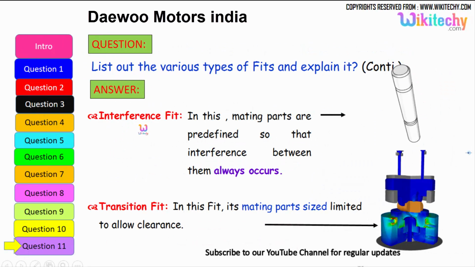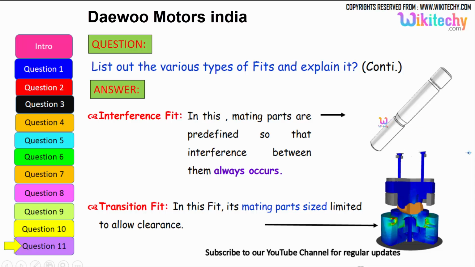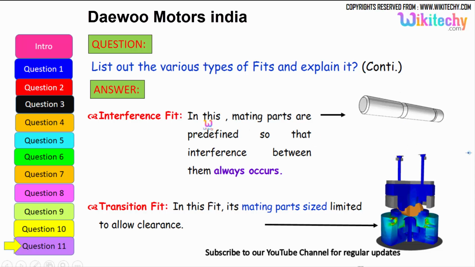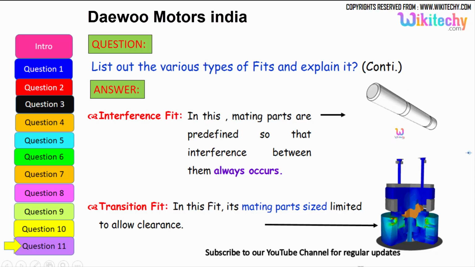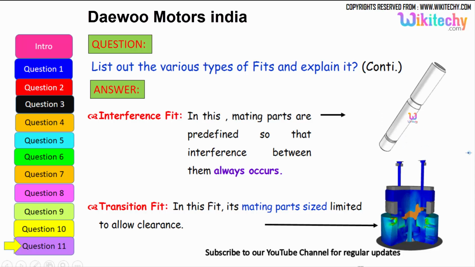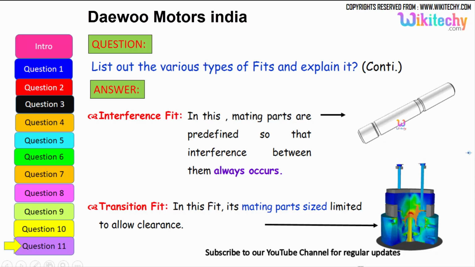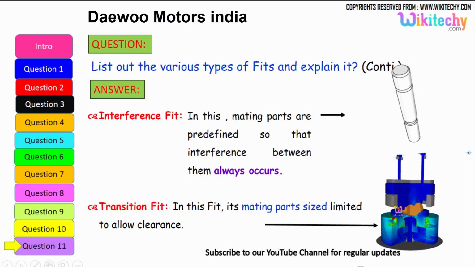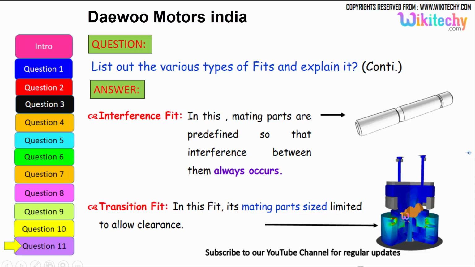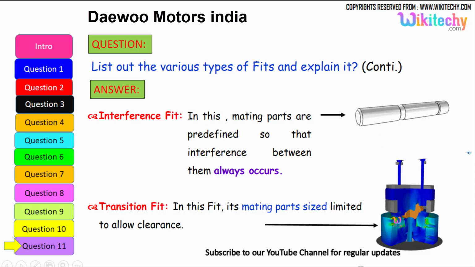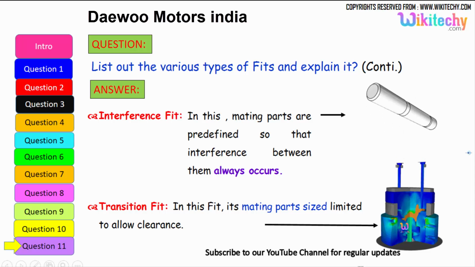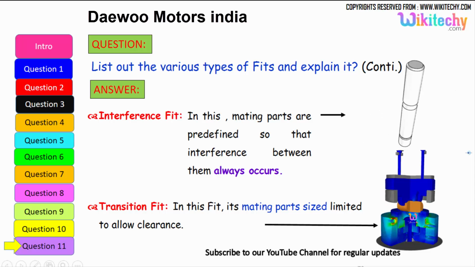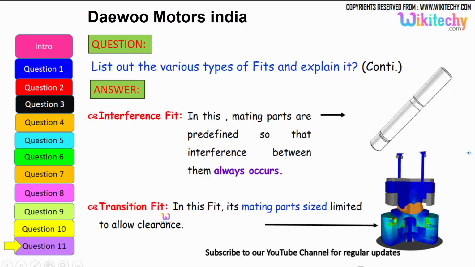If you talk about the interference fit, in this the mating parts are predefined so that interference between them always occurs. The final one is transition fit. In this fit, the mating parts' size is limited to allow clearance. You should not have exact fitting, so it may break. You can see the greenish one. That's your transition fit.